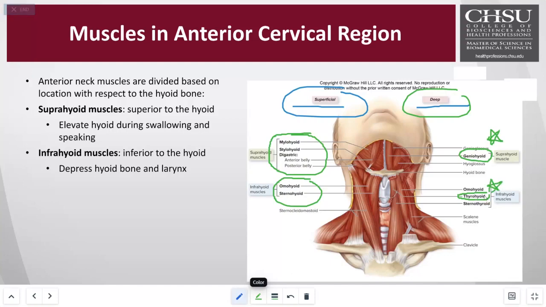So total, right, about 7 of these muscles. There's 4 on top, 3 on the bottom. Digastric should be the most noticeable one because that's 2 bellies, 2 full bellies. There's an anterior portion and one on the posterior side. Okay, so be mindful of that.